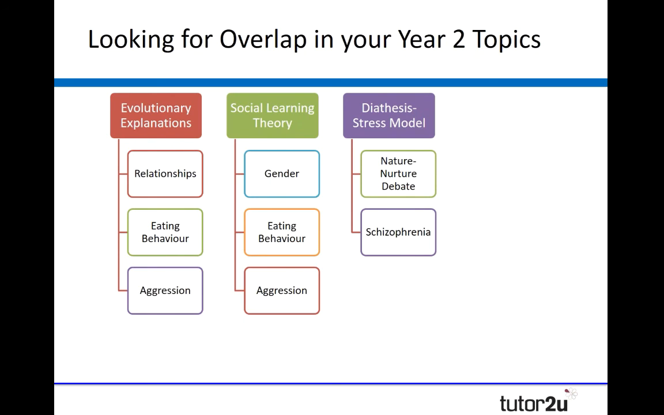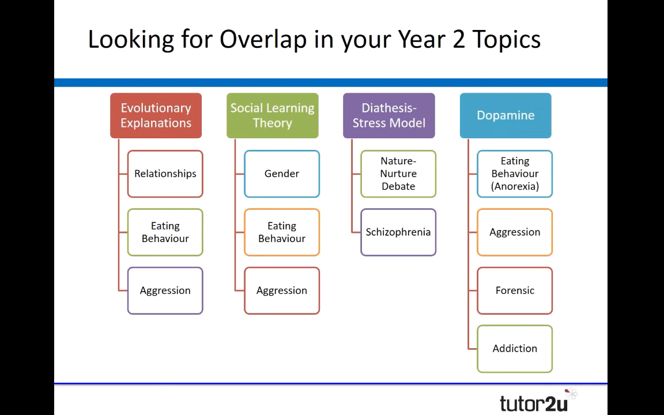A slightly different one, but the diathesis-stress model will be really, really useful in schizophrenia, but also then in the nature-nurture debate, in issues and debates. So again, a really important overlap that you could make a point of going to. And last but not least, the role of dopamine appears nearly everywhere. So it appears in eating behaviours, in anorexia, aggression, forensic and addiction. So again, you've got the time to actually use those core concepts, which are highlighted at the top of the screen, to make a point of looking at that overlap and getting the students to explore the theories or the concepts through the different topics. And I think that's really important.